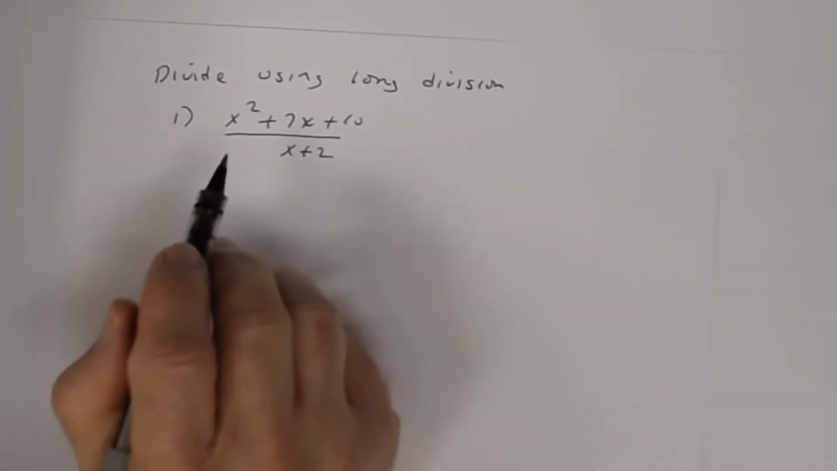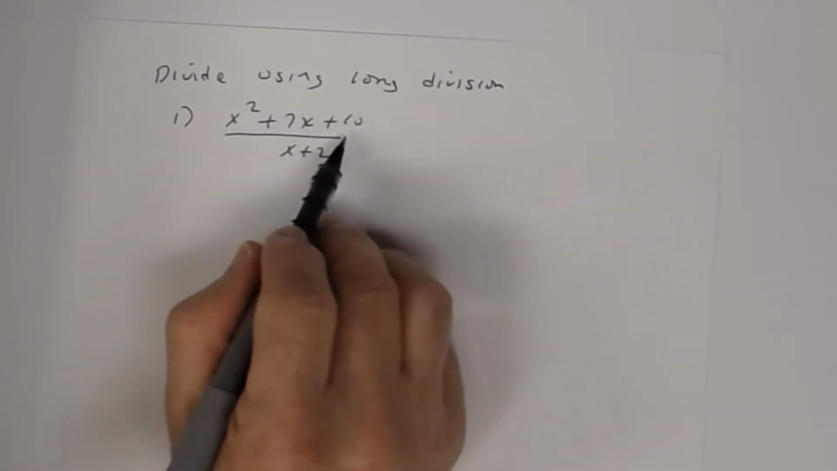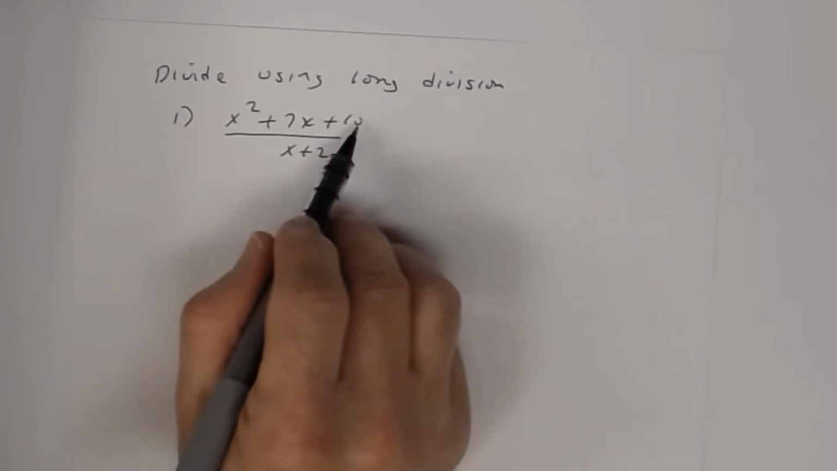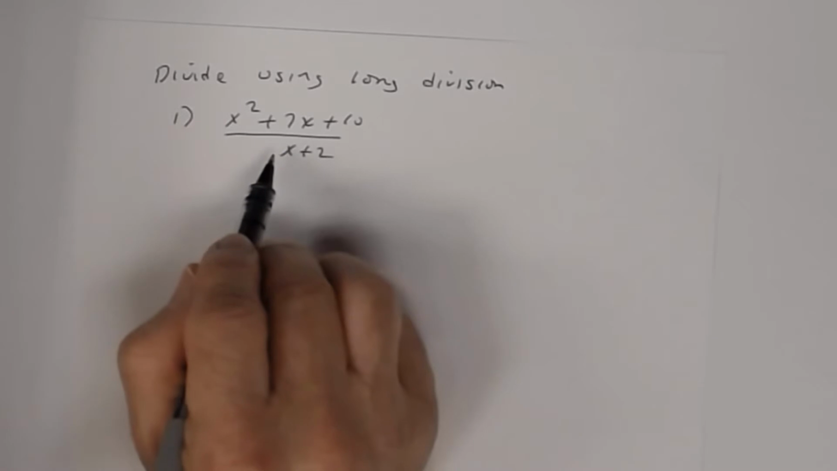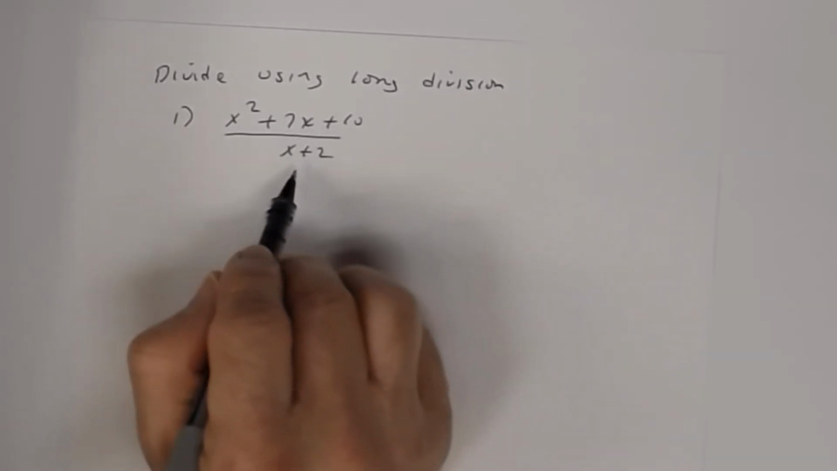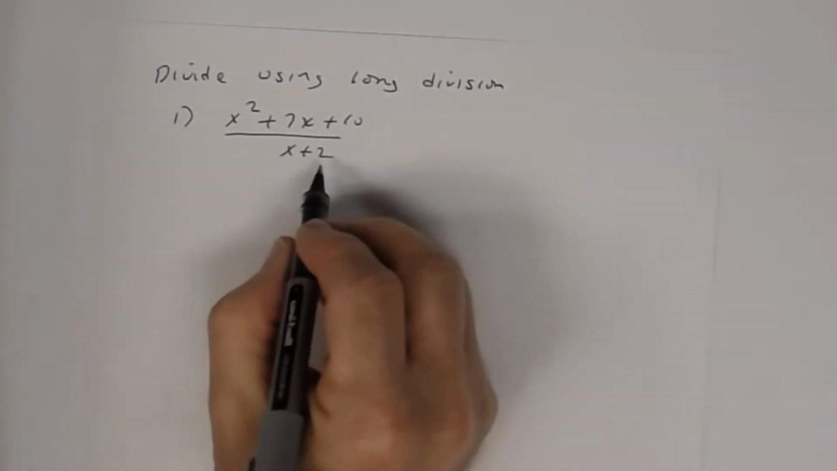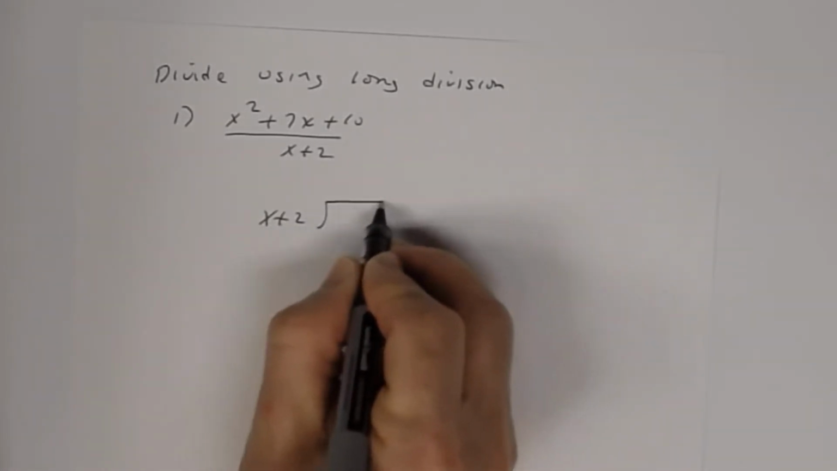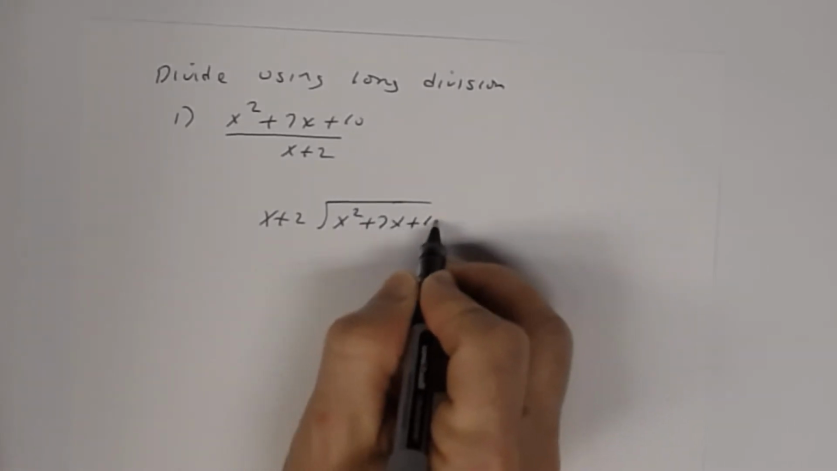All right, so notice that this exponent's a 2, this exponent's a 1, and then you have your constant right here with no variable. Okay, so your constant's always last. So this is already in descending order, and so is this. X to the first, and then your constant's last. Okay, and so it's going to look like this. You're going to say x plus 2 divided into x squared plus 7x plus 10.